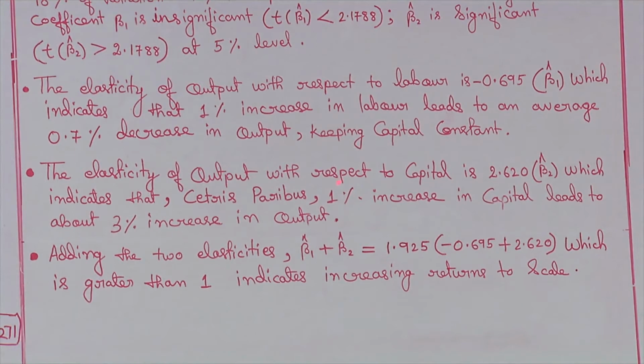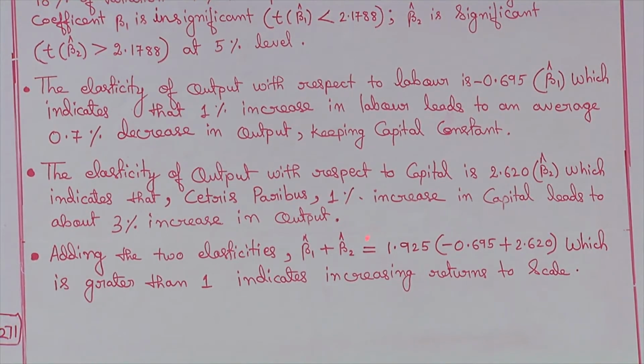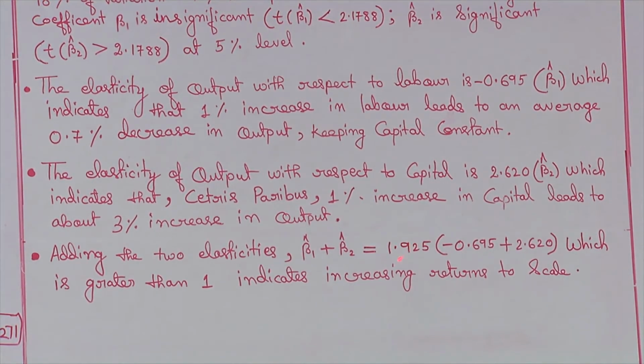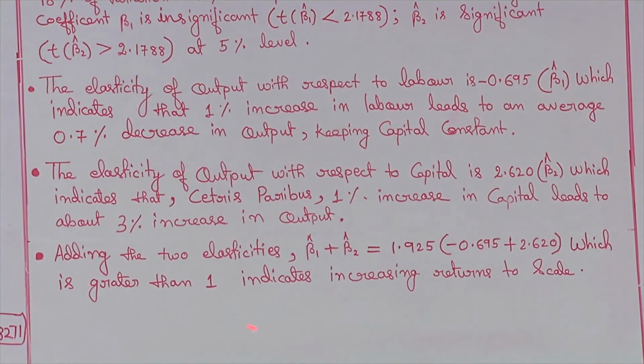Regarding the elasticity of output with respect to capital, which is 2.620, this indicates that a 1% increase in capital leads to about 3% increase in output. By adding these two elasticities, beta 1 head plus beta 2 head, we get 1.925, which is greater than 1, which indicates that the firm is operating under increasing returns to scale.